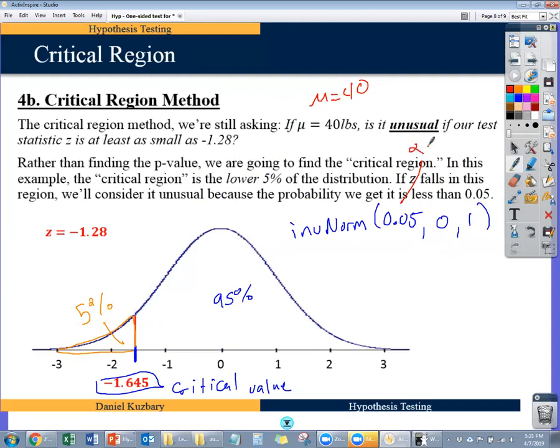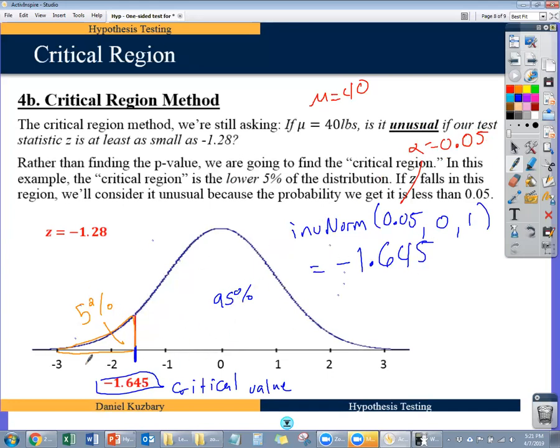That just so happens to be my alpha. So that's convenient. Doesn't always happen. It does in left tail tests. So if I do inverse norm in my calculator, you get negative 1.645, which is that value right here. So here's what I've done.